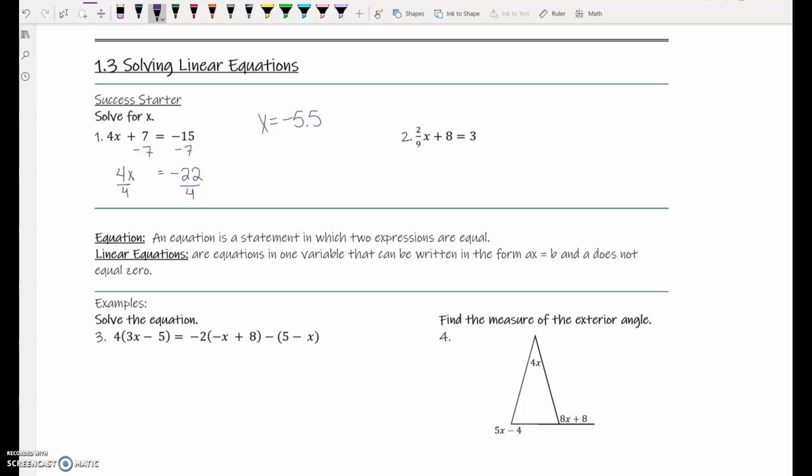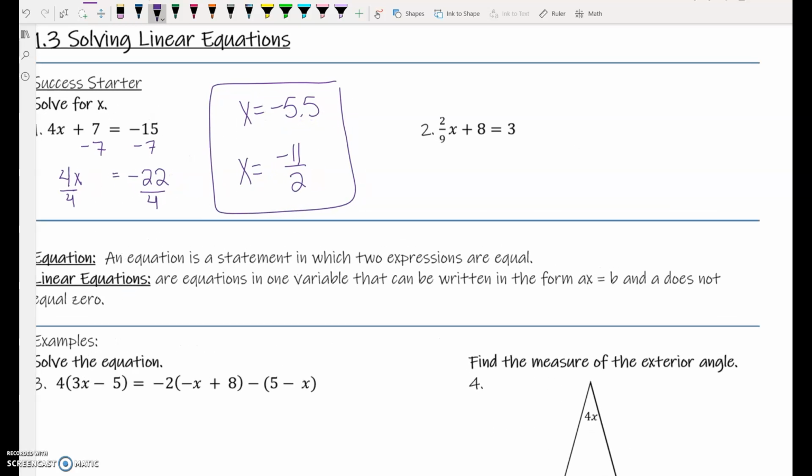You could also look at this and say, 22 and 4 both have a 2 in common. I could simplify this fraction to negative 11 over 2, and you could leave your answer as negative 11 over 2. If the directions don't specifically say how to leave your answer, then I'm going to leave it up to you. You can leave it as a fraction, you can change it to a decimal, whatever you want to do.